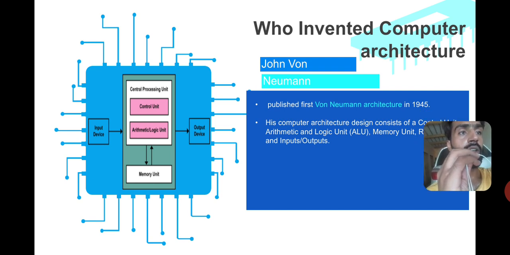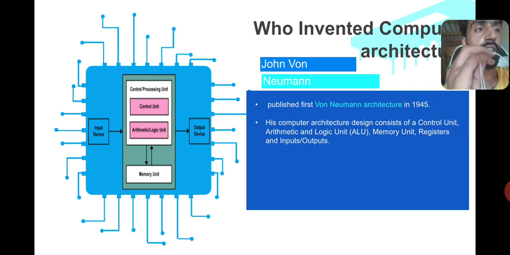John von Neumann published the first von Neumann architecture in 1945. This computer architecture design consists of a control unit, arithmetic and logic unit (ALU), memory unit, registers, and input/output.